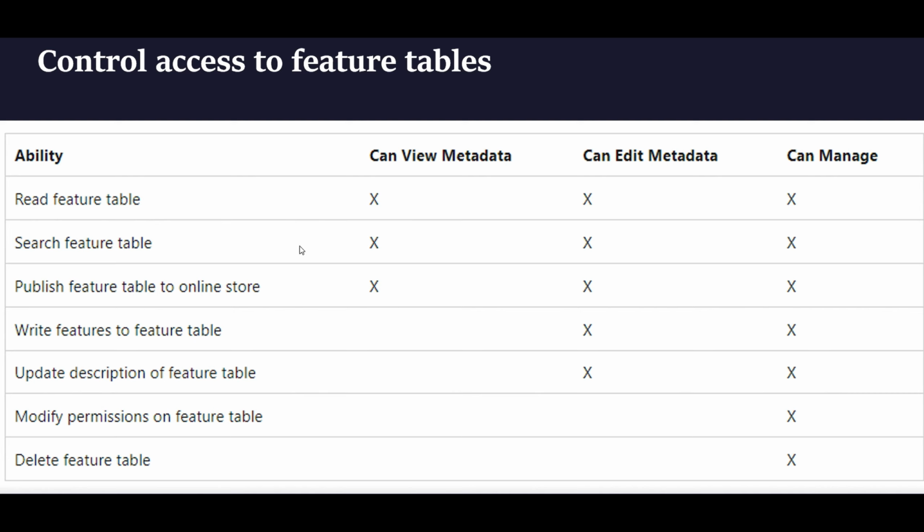So for feature tables, the initial and the most limited sort of access control is view. So they can read features, search features, and publish any feature to an online store. Again, we talked about what is online store, feature online store in a separate video, but here is just talking about the permissions. But if you can also edit metadata, that means you can also write features to feature table. If you are a data scientist, you come up with a new feature, you have the permission to write it to feature store and even update description of a feature table as well.